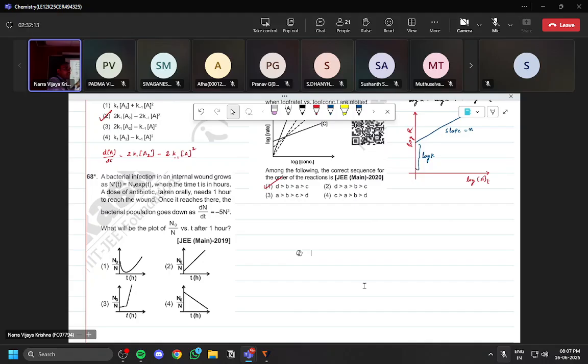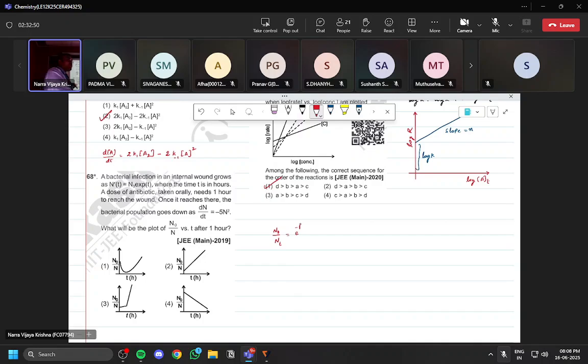Nt value keeps on increasing. What about N0 by Nt value? Decreasing. This is N0 by Nt. So we can write N0 by Nt as e power minus t up to 1 hour. Up to 1 hour means I have to write e power minus 1.